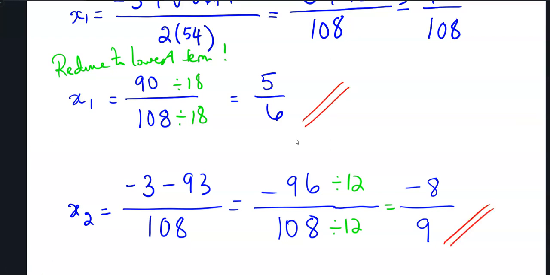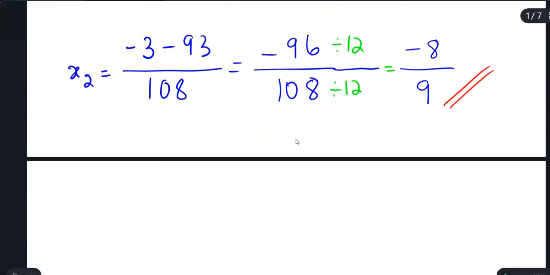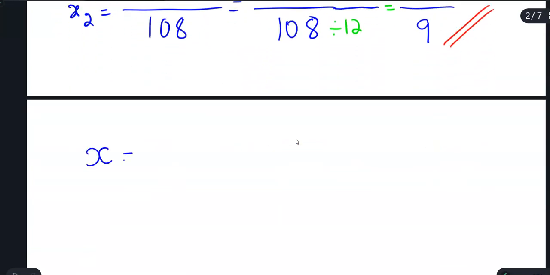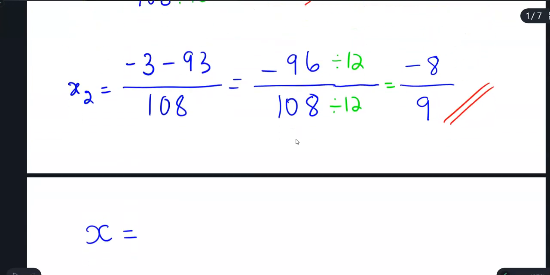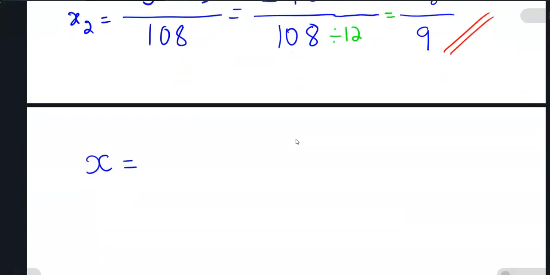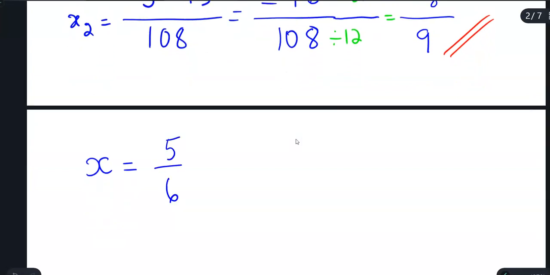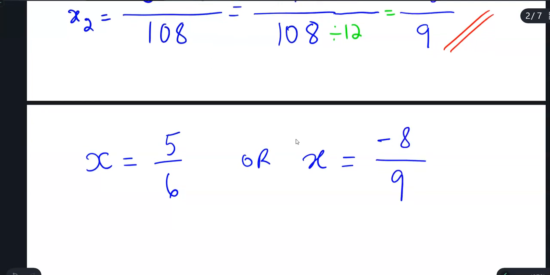So what do we do now in terms of getting these two solutions? Okay, what you do is you write it like this. So x equal to 5 over 6 or x equal to negative 8 over 9. In terms of quadratics, if we borrow that concept, then we will have two distinct solutions for x. So x is equal to 5 over 6, or you can have x equal to negative 8 over 9.